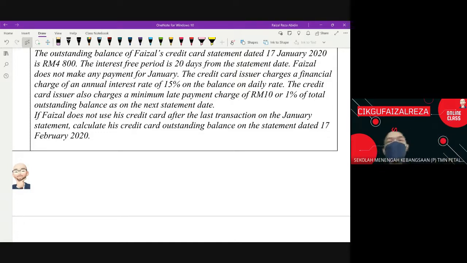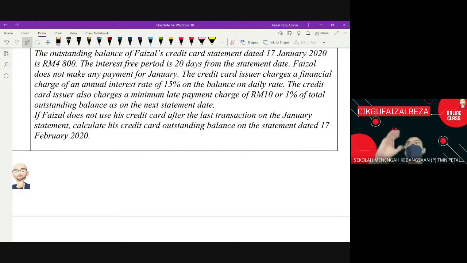The credit card issuer charged a financial charge at an annual interest rate of 15% on the daily balance, which means 15% on a daily rate. The credit card issuer also charged a late payment charge as on the next statement date. If Faizal does not use his credit card after the last transaction on the January statement, calculate his credit card outstanding balance on the statement date 17 February.